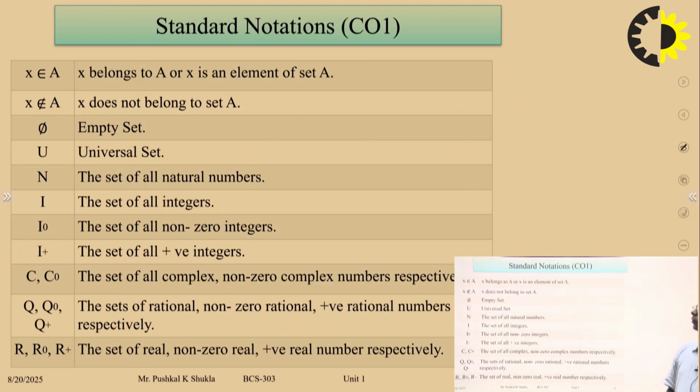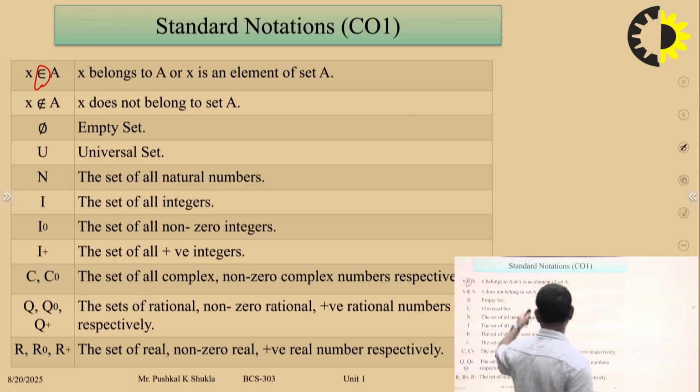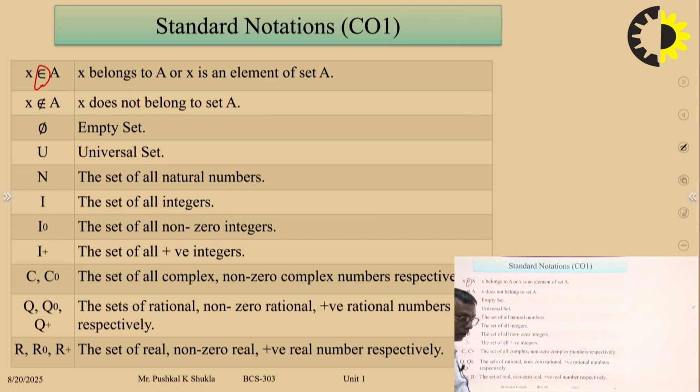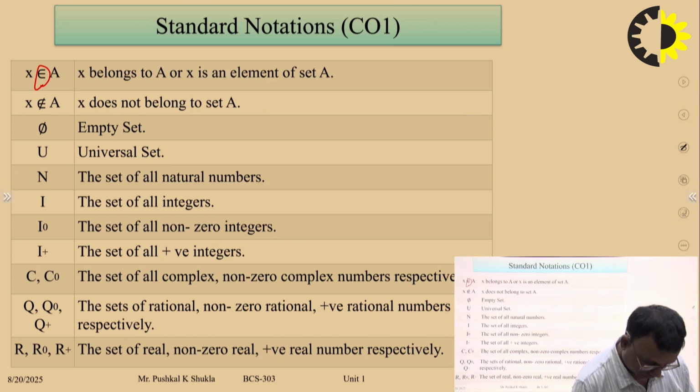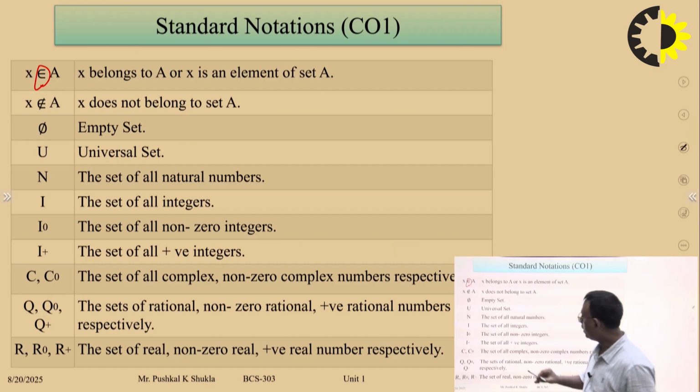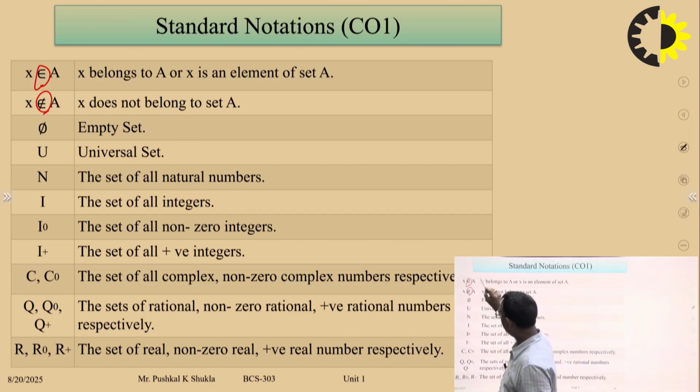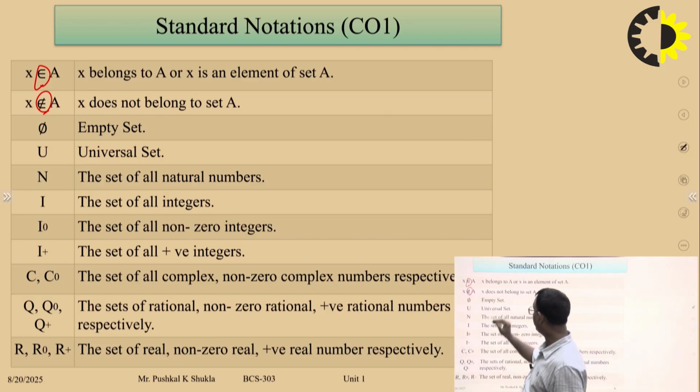Next is standard notations. X is an element of A. This symbol represents "belongs to A", element of A and member of A. X does not belong to A, you are not a member of A, you are not an element of A, this symbol.